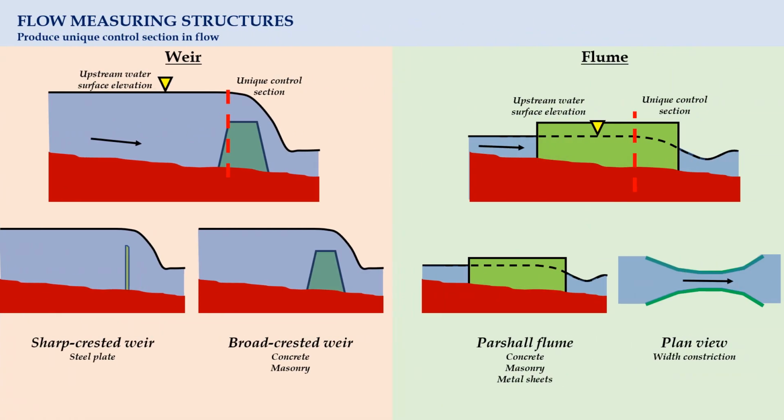A flow measuring structure will normally fall into one of the following categories. One of them is a thin plate structure that forms a sharp-crested weir using metal plate. Apart from that, there is the broad-crested weir, which is usually constructed using concrete and masonry. Lastly, it may be categorized as a flume. Concrete, masonry, and metal sheets are used in forming this structure and produce a control section via width constriction.